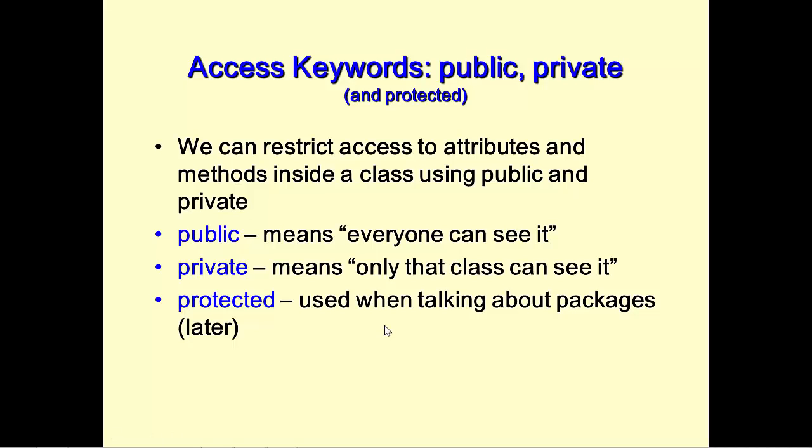Okay, with regard to these access keywords, this is kind of levels of protection that you have on your methods, on your classes, and also on your attributes. So we can restrict the access to other classes by putting one of these three things in front of the variable. When you say that something is public, it means that everybody has access to it. Everybody can see it, everybody can manipulate it, and that can potentially be a bad thing. We also have private, and that means that only that class can see it, meaning that it's the only one that is allowed to change it and have access to it. Also, there's something called protected that's used when you're talking about packages, but we're going to skip that for now.